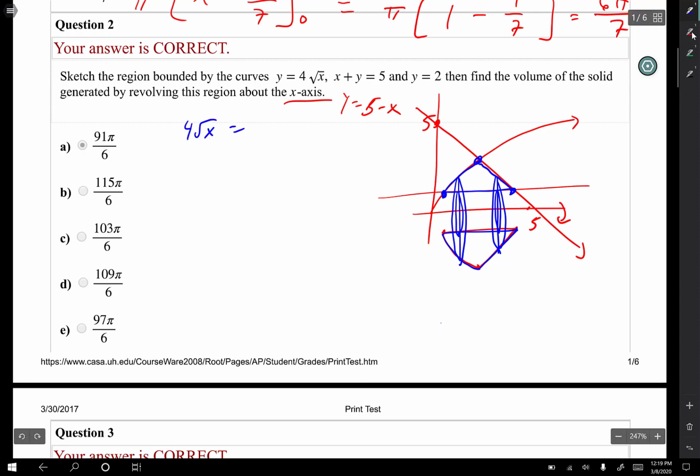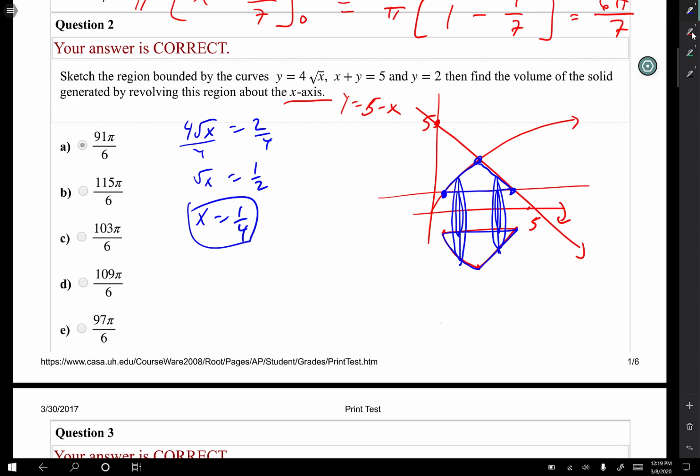Let's see, 4 square root of x equals 2. Divide by 4, square root of x equals a half. Square, x equals 1/4. So that's one of the intersections. And then the other intersection is a linear line and the square root. So 4 square root of x equals 5 minus x. I think I'm going to square everything.